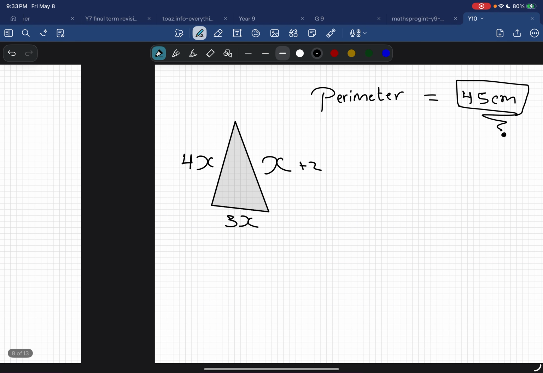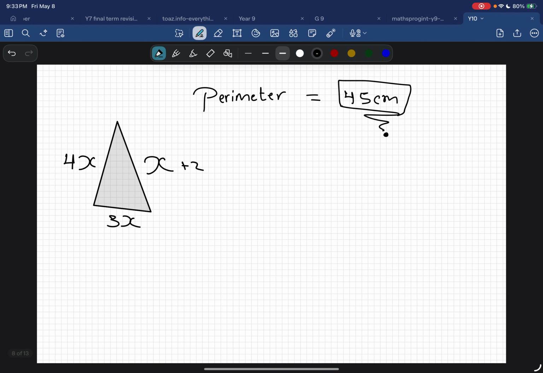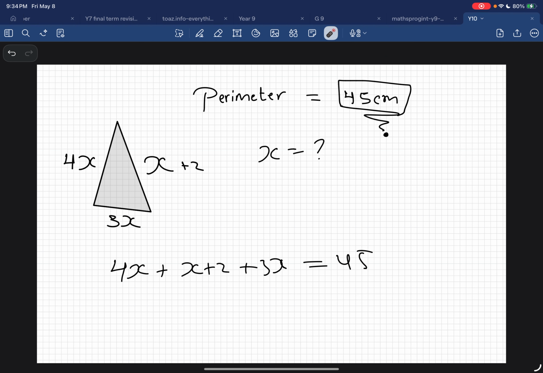Simple as that. We need to find the perimeter here, guys. The perimeter is given to you in this question, but you need to find the value of x to find the values of each side of this triangle. For the perimeter, we're basically going to add all the sides together. So it's 4x plus x plus 2 plus 3x equals 45, because it's given to us in the question.